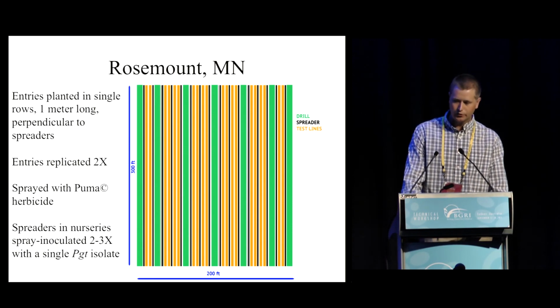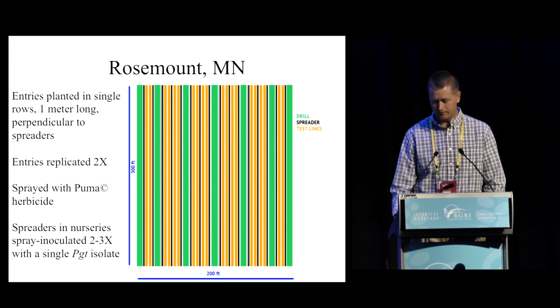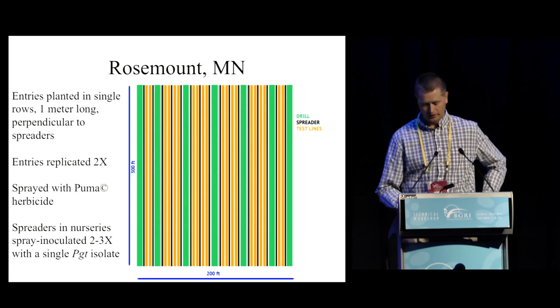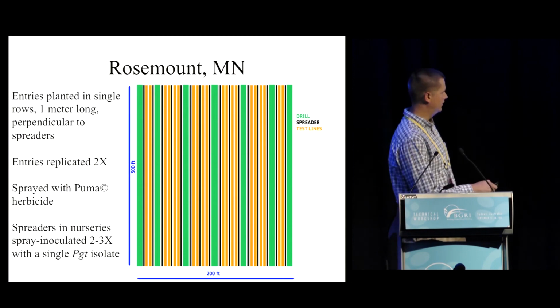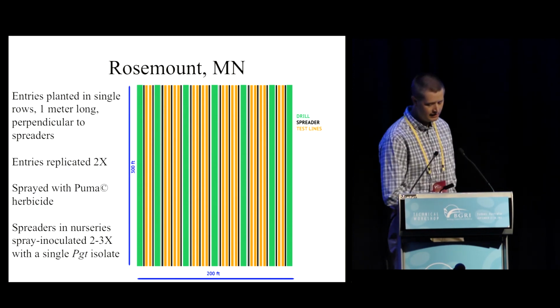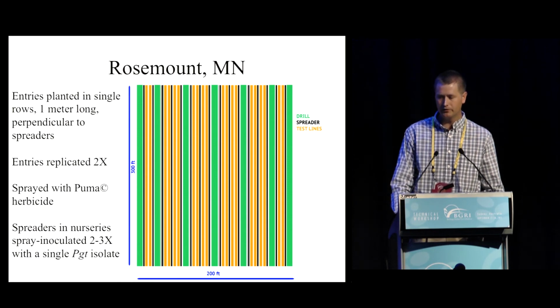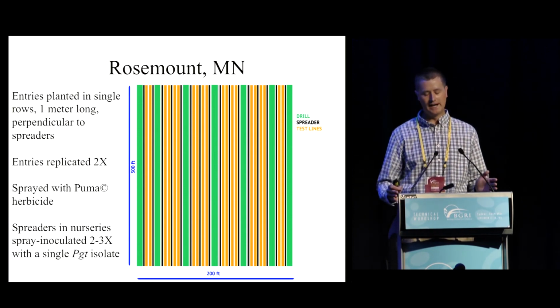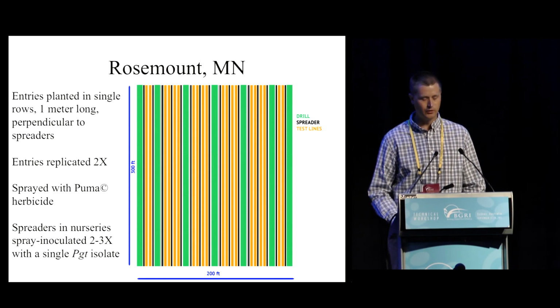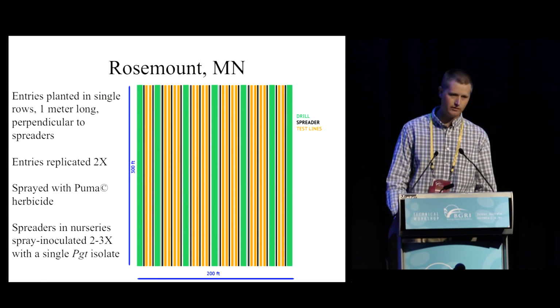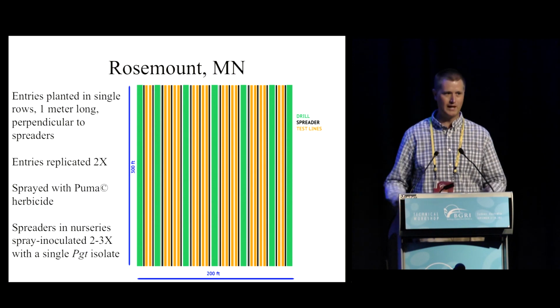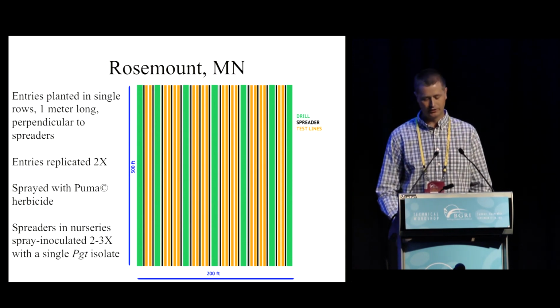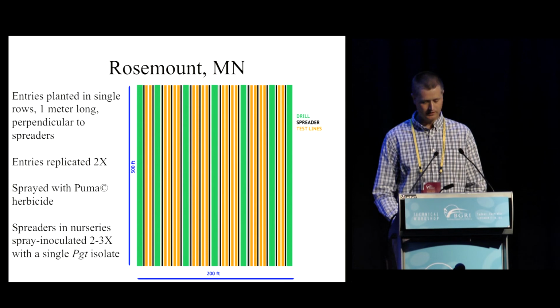So what do these nurseries look like in Rosemont? You can see that from this figure. You see the orange lines indicating where the entries are planted, and then the black lines show the spreader rows, which are planted perpendicularly to the 1 meter entry rows. We also planted these 8-foot wide strips of just a common variety, and that was useful for us because we contract out the application of herbicide to the University of Minnesota, and so it's easier for them to just drive a tractor with a big sprayer boom to apply the herbicide. And so that makes it a lot easier on us.